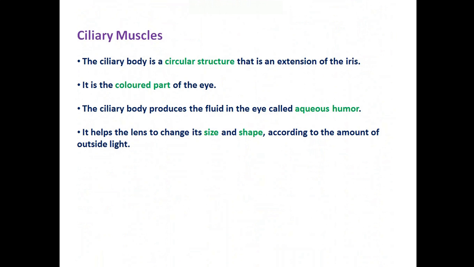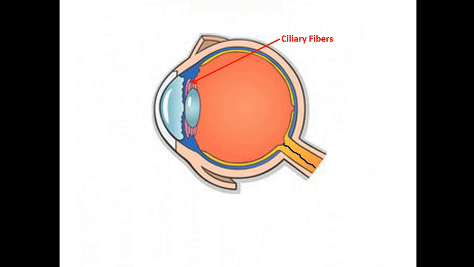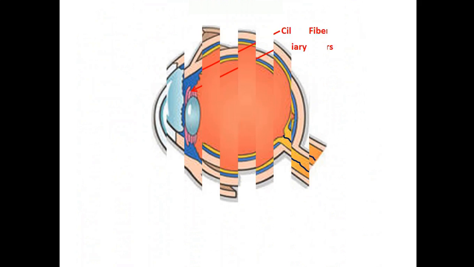Ciliary muscles. The ciliary body is a circular structure that is an extension of the iris. It is the colored part of the eye. The ciliary body produces the fluid in the eye, called aqueous humor. It helps the lens to change its size and shape according to the amount of outside light. Now that's the ciliary fibers, or the ciliary muscles, whatever you wanna say.